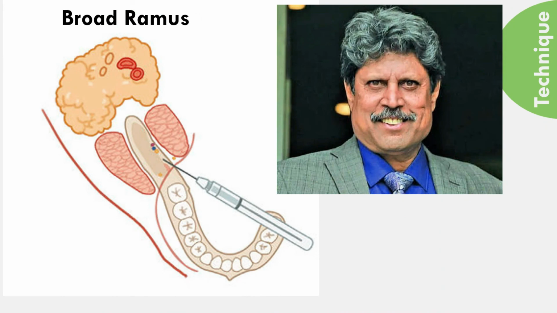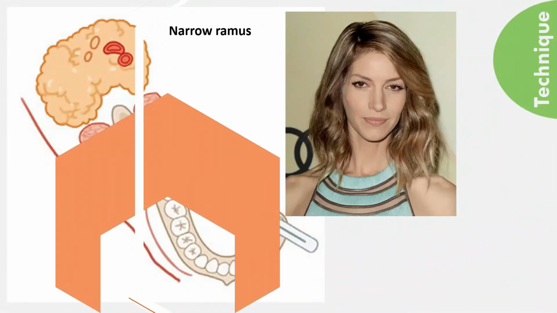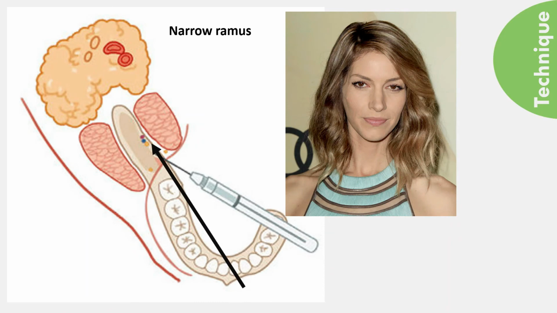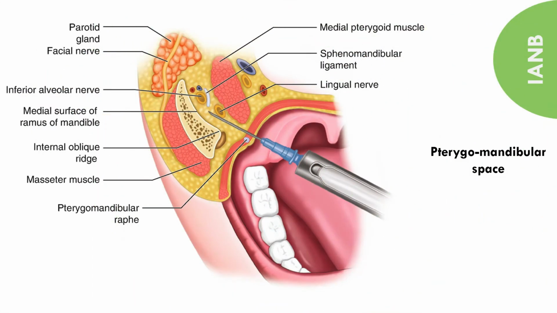In case of broad ramus, we have to move the syringe near the contralateral molars to reach the mandibular foramen. In case of narrow ramus, we have to shift the syringe over the contralateral canine or lateral incisors to reach the appropriate depth. In a normal mandible, place the syringe over the contralateral premolars to reach the mandibular foramen.